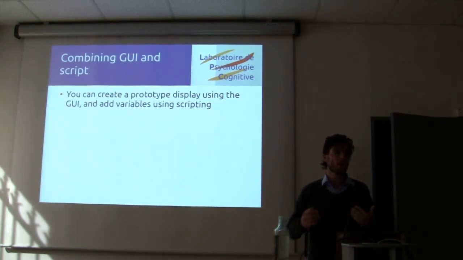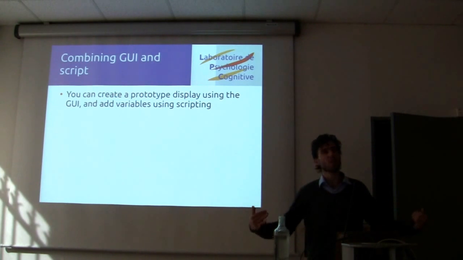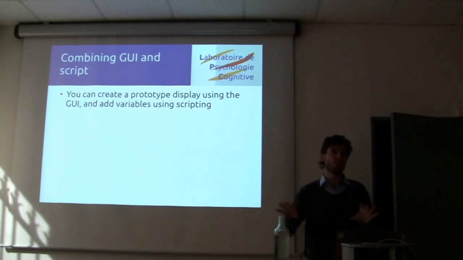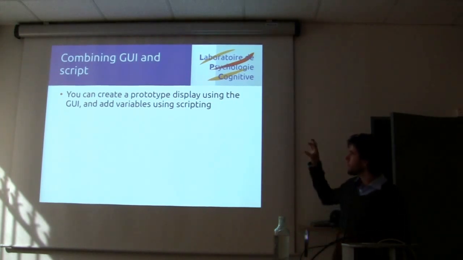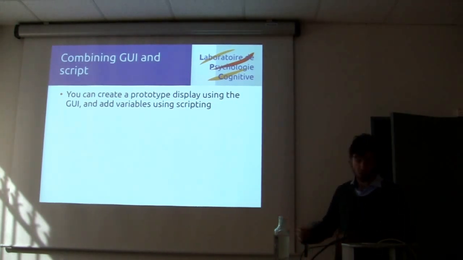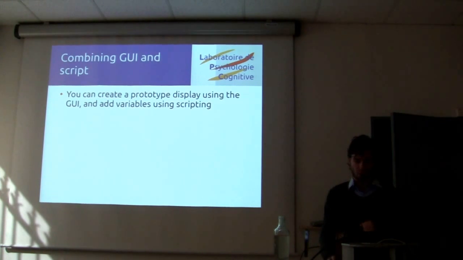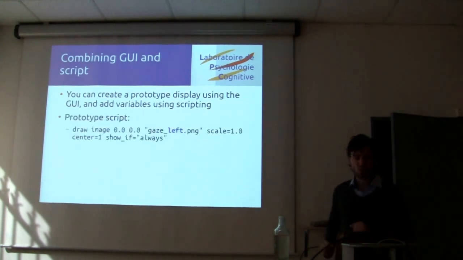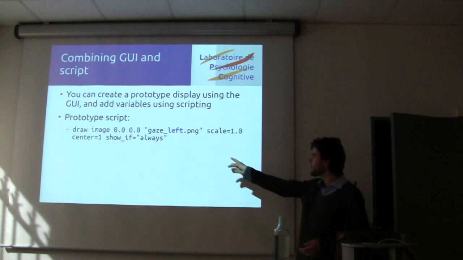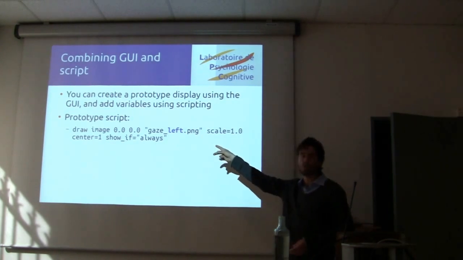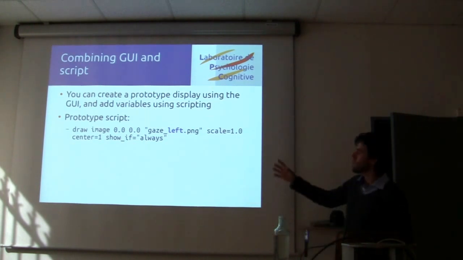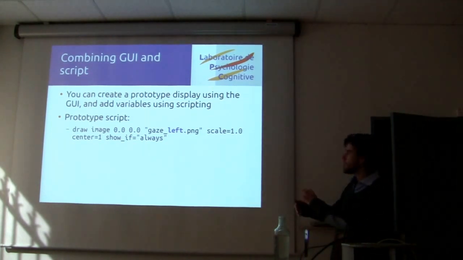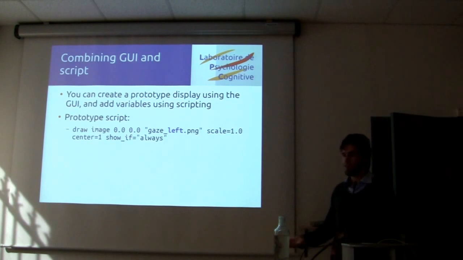Now, ideally, you don't want to create three different displays for that. You want to create one display that changes a little bit on every trial. And that's what I mean by creating a prototype display using the GUI and then making it variable as follows. Say that you draw a smiley, you have a picture that is called gaze_left.png and it has a smiley that looks to the left.